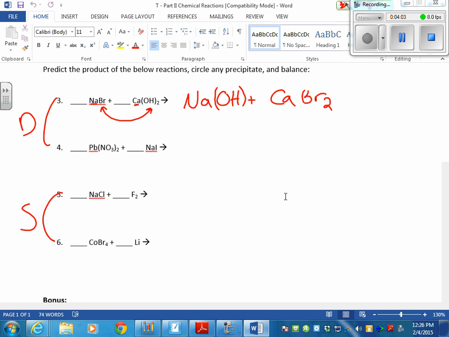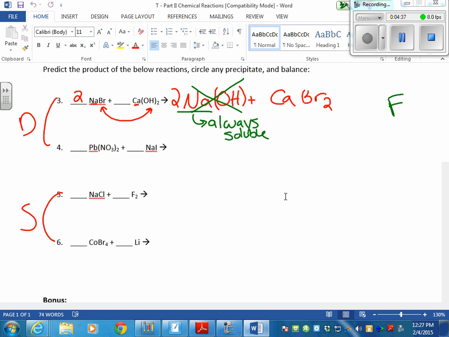Next step is to balance. I have 2 bromines. Let's put a 2 here. 2 hydroxides. I'll put a 2 here, and I'm balanced. Last step is, since it's double replacement, I look at table F. I need to look and see if either of these are insoluble. First and foremost, I see that I have a sodium. Sodium is always soluble, so you never, ever circle anything that's got sodium in it.